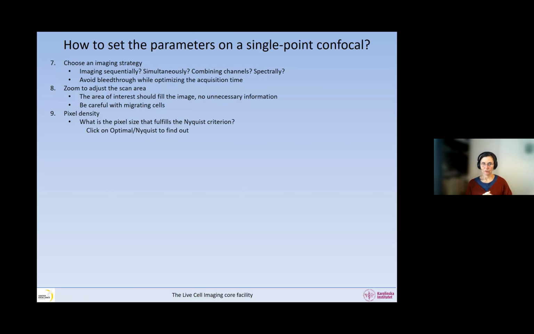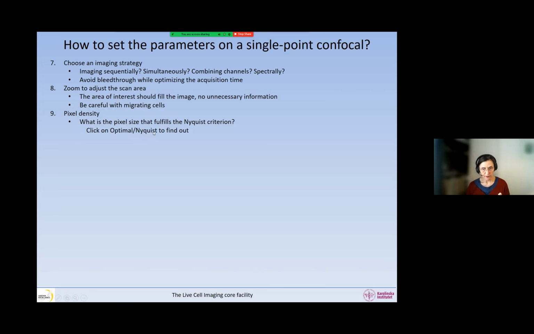After you have chosen the objective, the imaging strategy, and adjusted the zoom to your object of interest, you're going to choose how many pixels you're going to jam into this scan area. That will determine the pixel size, because we have a certain size that we're going to scan, and then we put a number of spots in it. So obviously the size of the scan divided by the number of spots is going to give us the pixel size. So how do we decide on the pixel density?